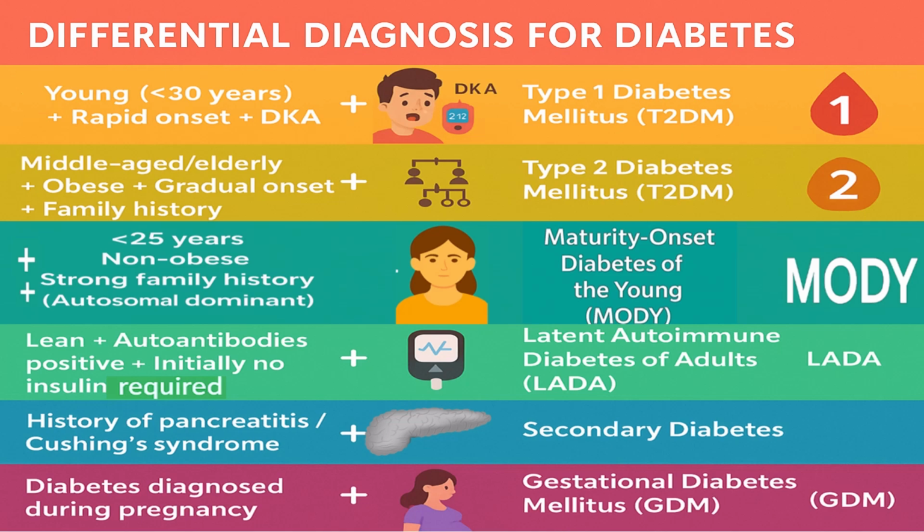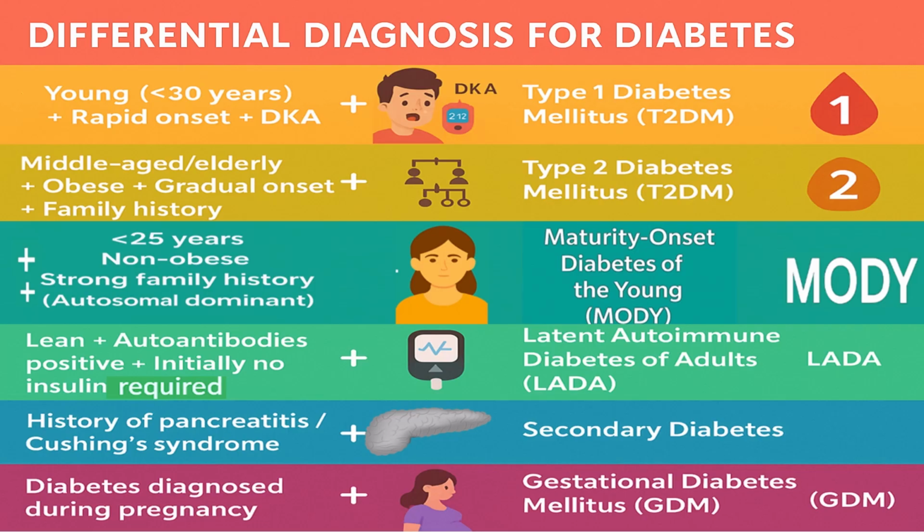Hello, everyone. Today, let's discuss the differential diagnosis of diabetes mellitus with a focus on key clinical features and specific etiological clues. We start with type 1 diabetes mellitus, or T1DM. This typically presents in young individuals, usually under 30 years of age. The onset is rapid, with symptoms like polyuria, polydipsia, weight loss, and sometimes diabetic ketoacidosis, or DKA.